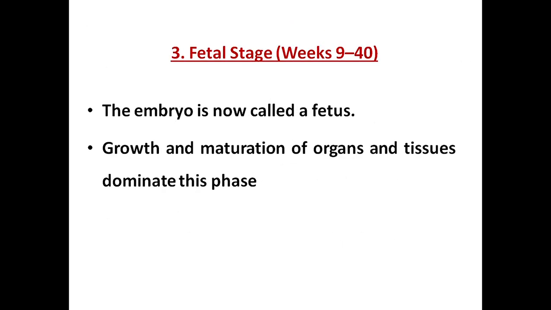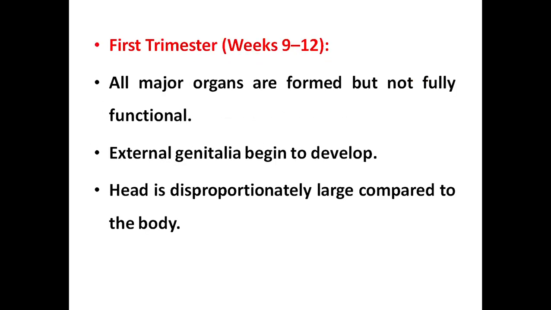So next, the fetal stage, week 9 to 40. The embryo is now a fetus. Okay, from the 9th week to 40, the embryo is called the fetus. Next, growth and maturation of organs and tissues dominate this phase. And next is the first trimester. All the major organs are formed but not fully functional. External genitalia begin to develop, and the head is approximately large compared to the body.